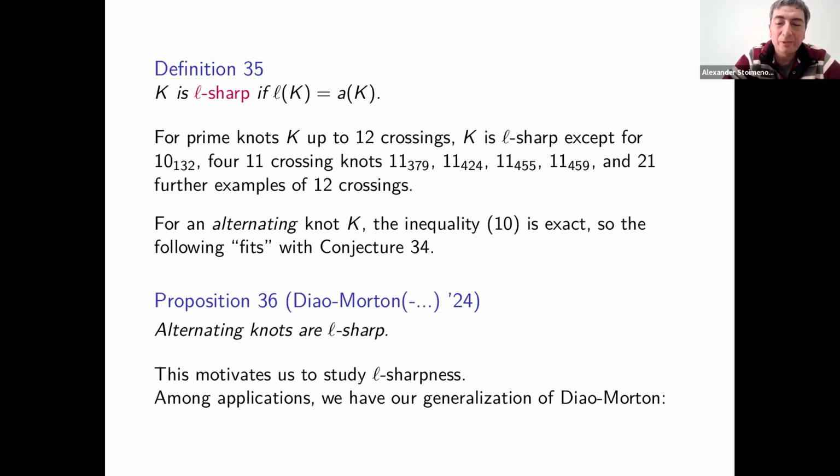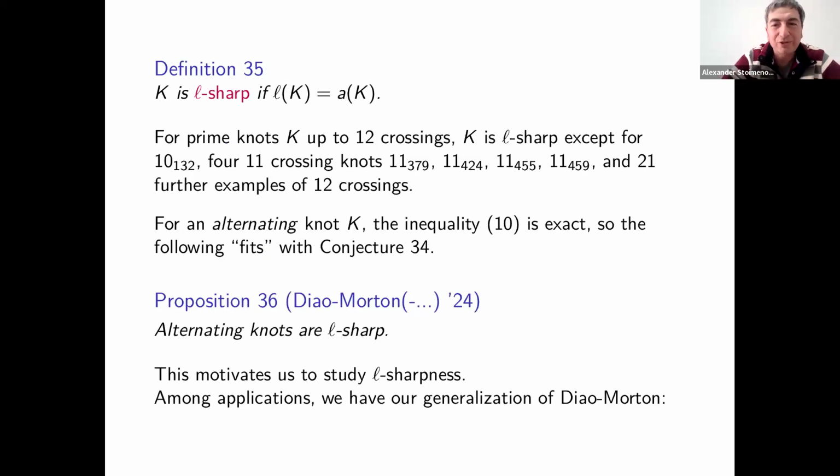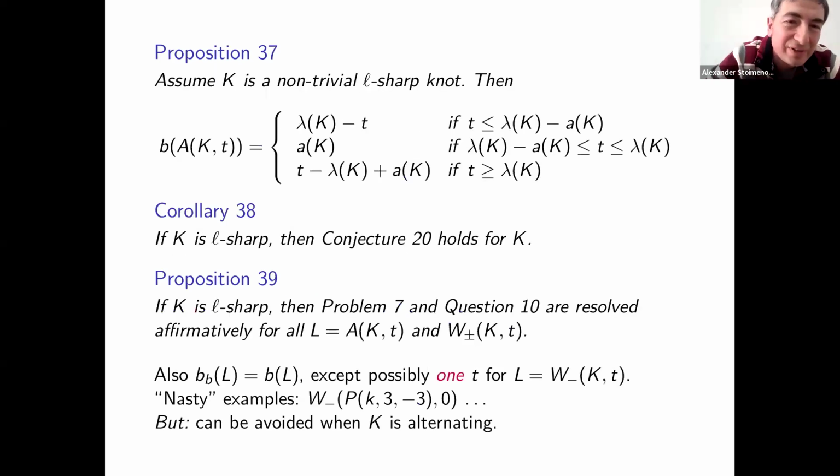L sharp. And in particular, since we conjecture that L is at least as good as the Morton-Beltrami bound, and for an alternating knot, it is known that the Morton-Beltrami bound is sharp, our conjecture would have to imply that for alternating knots, our bound is also sharp. And now this was proved. So it is kind of proved by Diao-Morton, although actually they proved something else, but their paper contains the main ingredients to prove it. So and here is our generalized version of Diao-Morton.